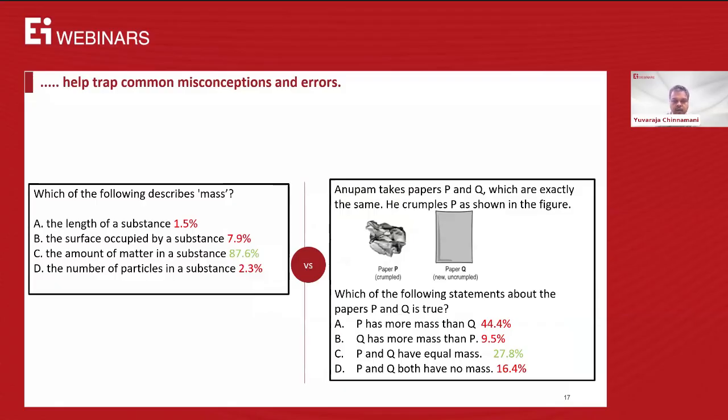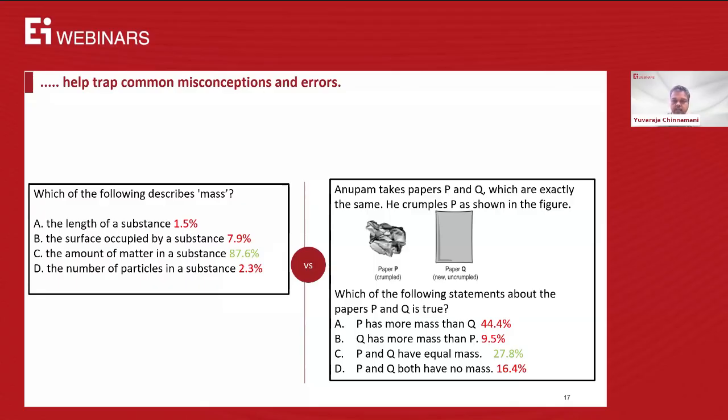Here is another example of how good questions help trump misconceptions. Look at these questions about mass. The question on the left asks students to define mass, and 87% of students correctly state that mass is the amount of matter in a substance. They have just memorized the definition perfectly. But now look at the question on the right.